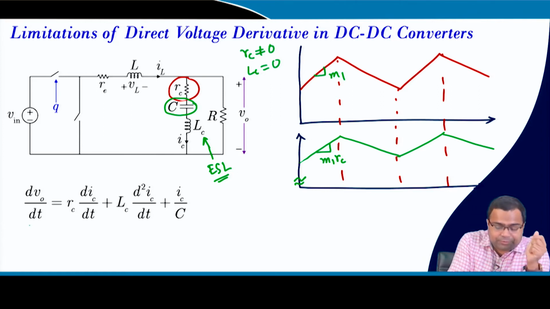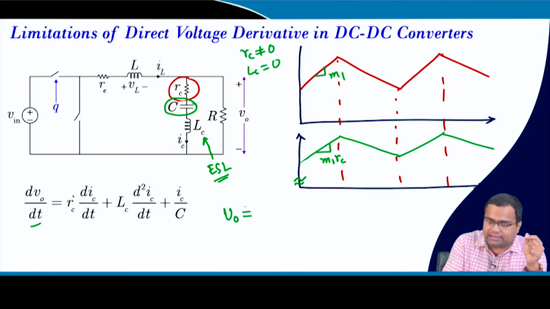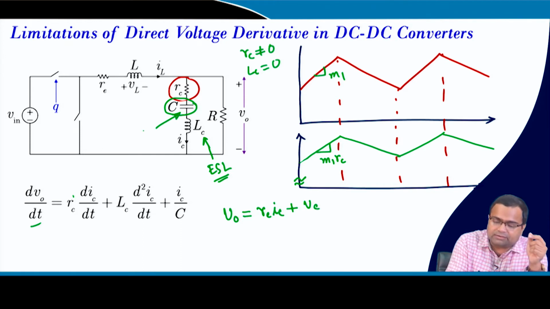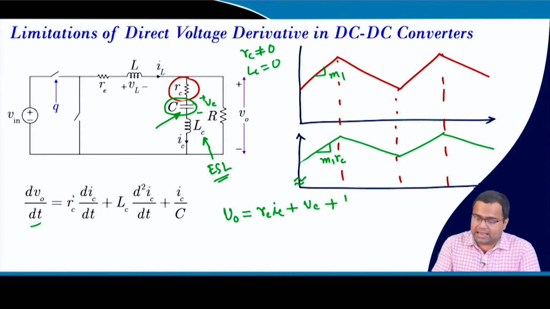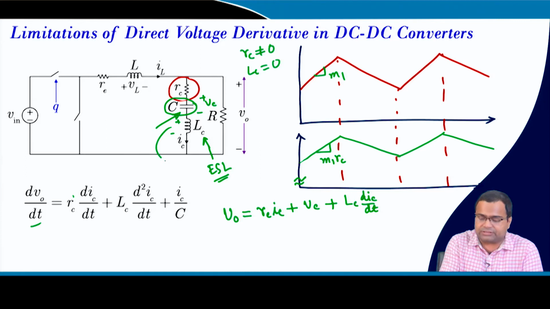If you take the derivative of the output voltage, what is the output voltage equation? The output voltage equation here is RC into IC plus Vc, which is nothing but the capacitor voltage, plus LC into dIC/dt, because that is the voltage across this particular part. So, this branch voltage is here.